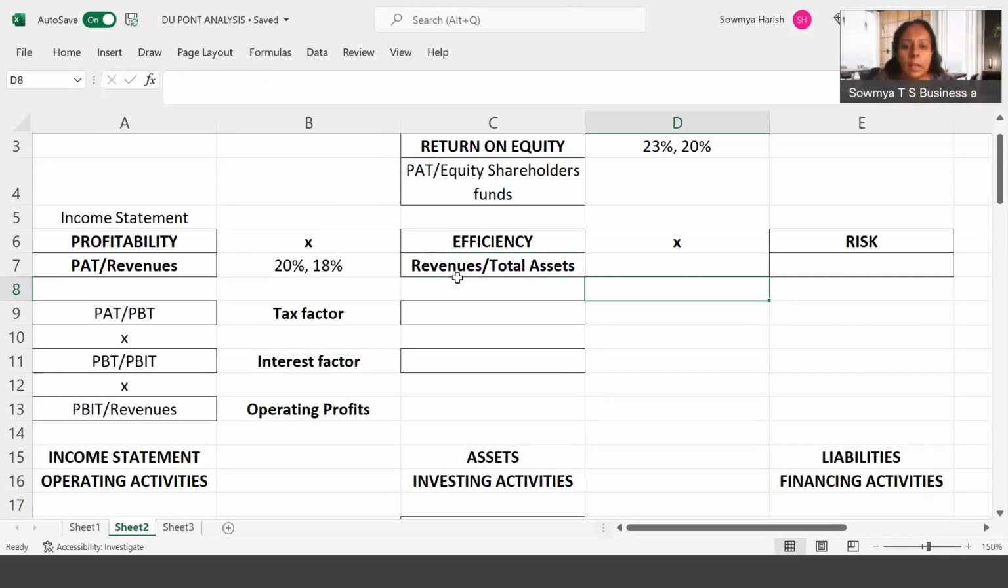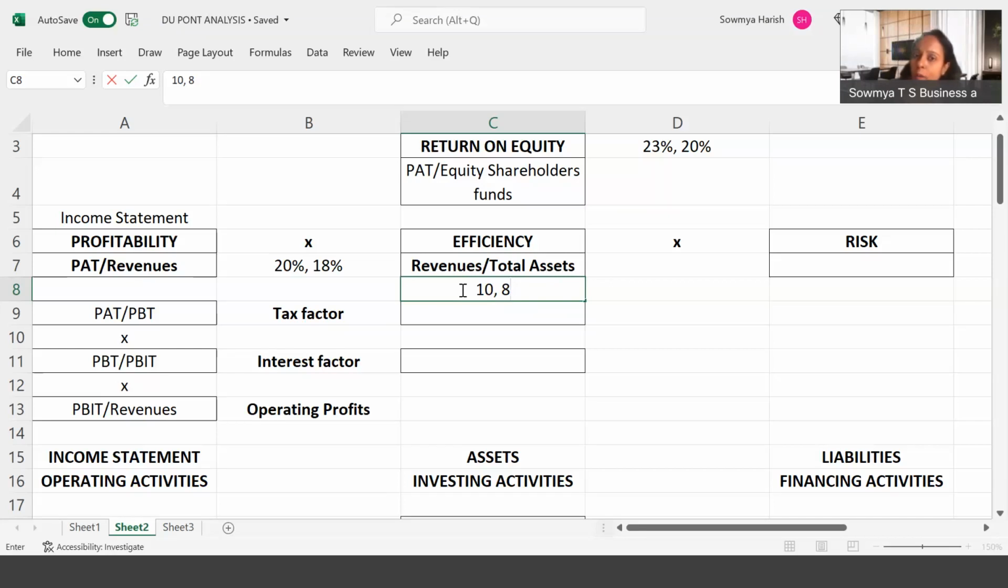So for example, think that in the previous year, the revenue by total assets, or the efficiency, is 10, and this year it is 8. So what do we understand by that? We understand that in the previous year, for every 1 rupee of total assets, the firm was able to generate 10 rupees of revenues. But this year it was able to generate only 8 rupees. So there is a decline in the revenues. That is, there is a decline in the efficiency of the total assets.